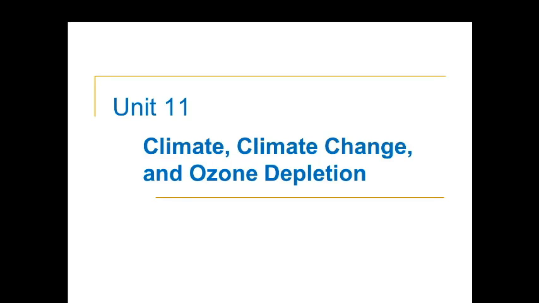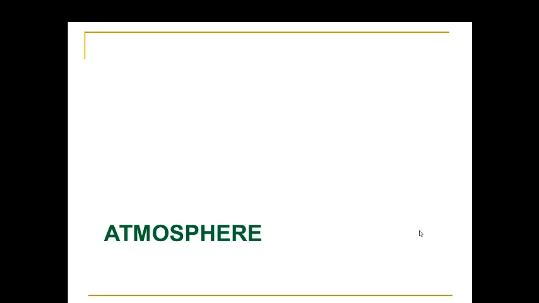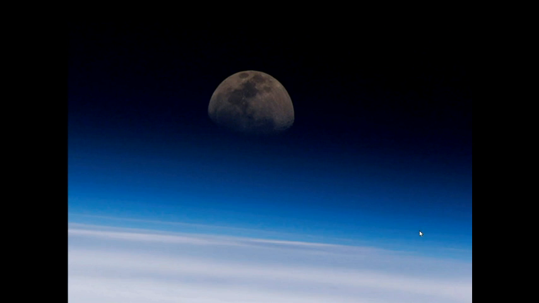Welcome to Unit 11. Unit 11 discusses concepts related to climate, climate change, and the depletion of the ozone layer. We're going to begin by looking at the Earth's atmosphere. Here is a picture of the Earth's atmosphere from space. You can see how it gets hazier as you move out, if you will.